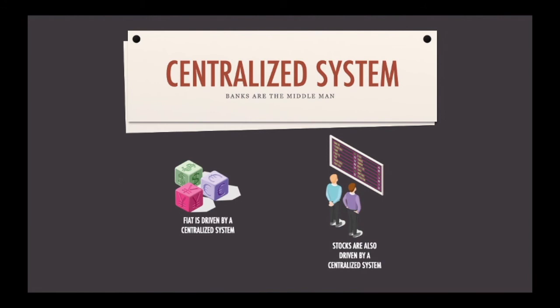This is just my point for this introduction. All those things that I mentioned before, the system is called a centralized system, wherein the banks are the middleman. If you are going to choose to trade Forex, which is fiat driven, you are going to trade in a centralized system. No matter what happens, the banks will be manipulating prices, the banks will be moving currencies. Same with the stock market. It is also driven by a centralized system.